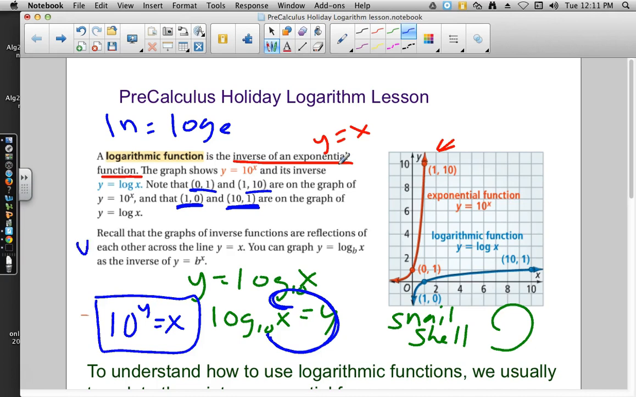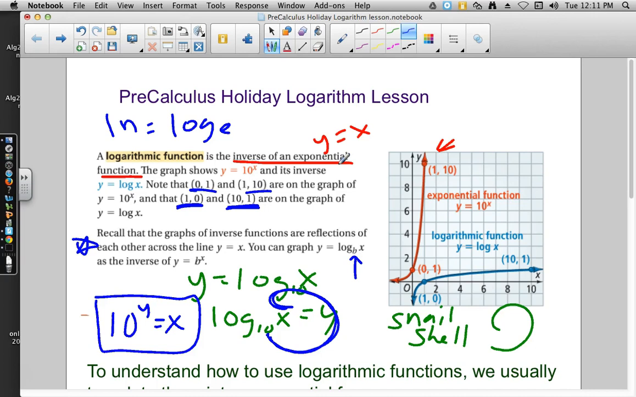Recall that the graphs of inverses are reflections of each other across the line y equals x. And we can graph y equals logarithm base b of x. So it's not necessarily guaranteed that that is going to be a 10 or an e with different bases. But we've talked about in class how we're going to be working with the natural logarithm whenever possible because that has so many special properties in calculus.